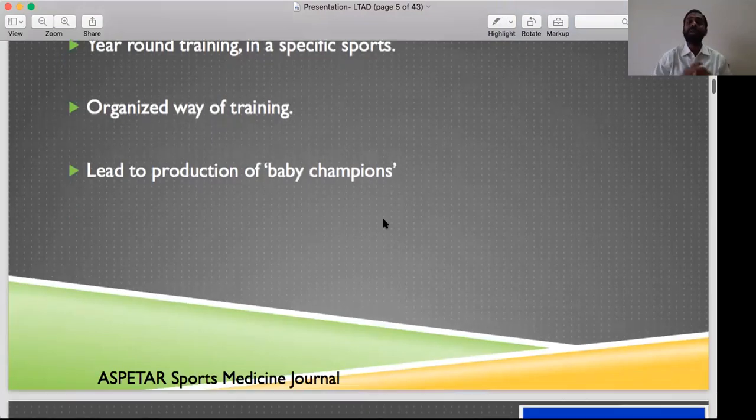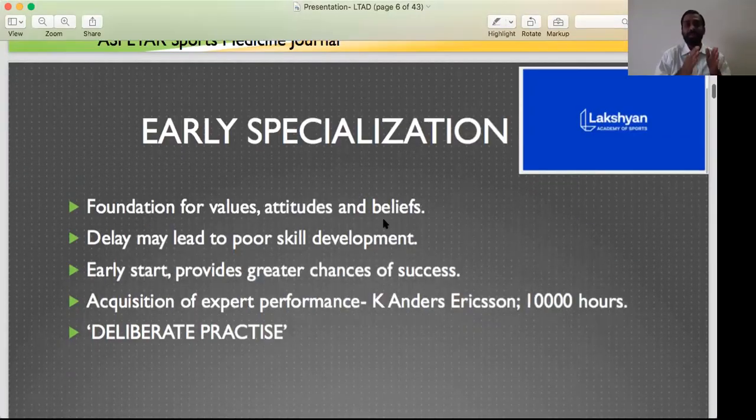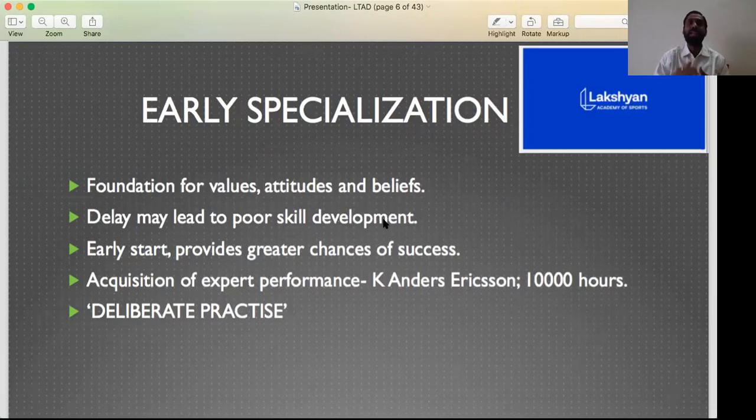Now, what does early specialization do? It was a belief system that the foundation, values, attitudes and beliefs can be imbibed very soon. If you catch them early and train them young, they can be very different from the rest of the cohort. It also gave way to the belief that delay may lead to poor skill development. That means the later you take up a sport, the poorer you will be at playing it. And early sport provides greater chances of success. The earlier you take up a sport, the greater the chances of you staying better in that sport for far longer. And then it was acquisition of expert performance.